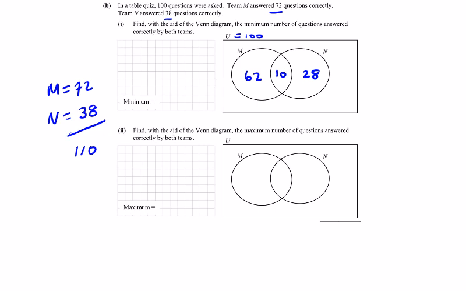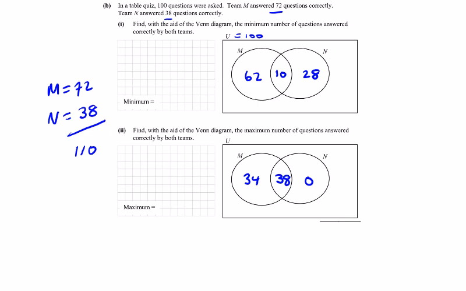So with the aid of the Venn diagram, the minimum number of questions answered correctly by each team. And then with the aid of the Venn diagram, the maximum answered correctly by both teams. So I'll just jump down to the second. What if we had a 72 in here? We can't have a 72 in there because we couldn't have a 38 in here. It would add up to more than 110. So if we have a 38, let's say the 38 that N got, M also got, so that would have a 0. They didn't answer any on their own. There was 38 easy ones. That would leave 34 here.